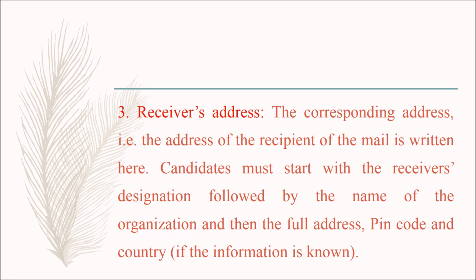The third one is receiver's address. The corresponding address, that is the address of the recipient. Here recipient means receiver of the mail is written here. Candidates must start with the receiver's designation, followed by the name of the organization, and then the full address, PIN code, and country if the information is known.